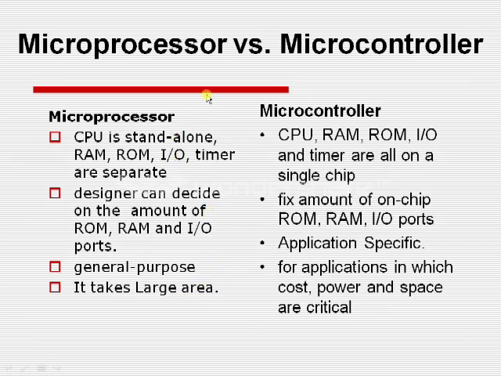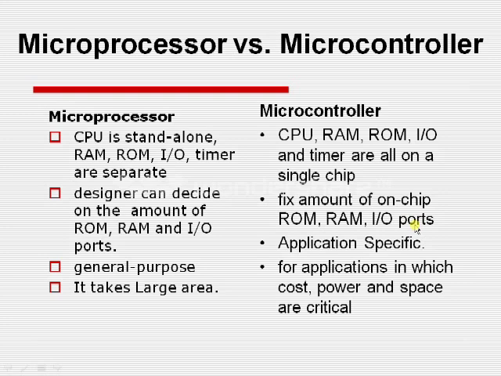Now let us see what is the main difference between a processor and a controller. For the processor, the CPU is standalone, and RAM, ROM, input output, timer are separate. So we have to connect the peripherals externally to the processor, whereas in a microcontroller, all these peripherals will be inside a single chip. So the designer can decide on the amount of ROM, RAM and input output ports. Here, if I have a processor and want to connect any kind of memory like RAM and ROM, I can connect any amount of memory.